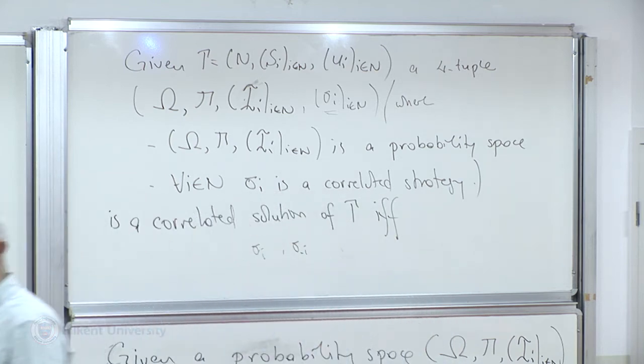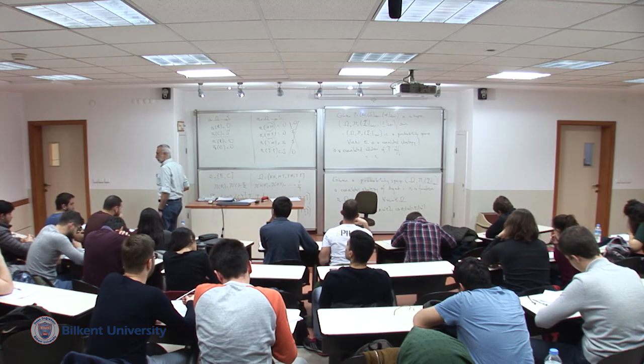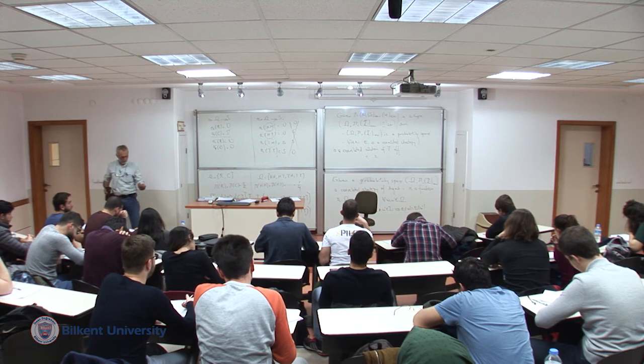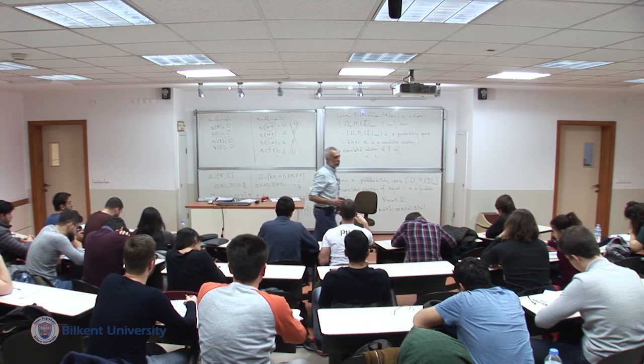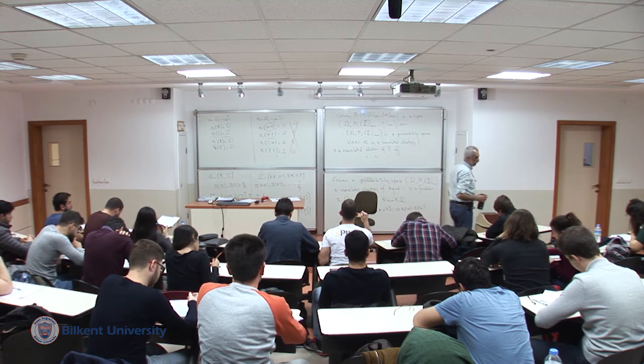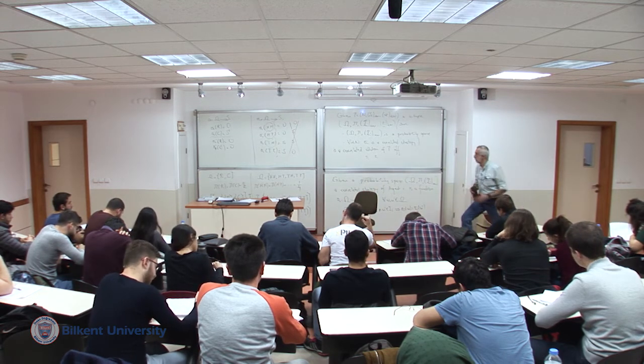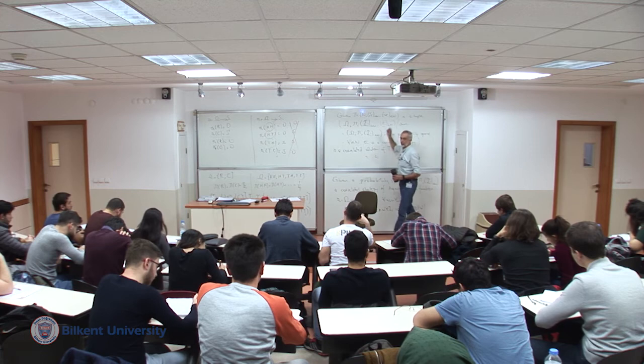What would the expected payoff of player I be if they all played according to the correlated strategy profile, sigma? Okay, let me call this whole thing the profile sigma.